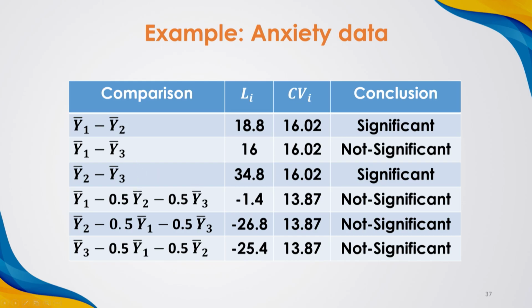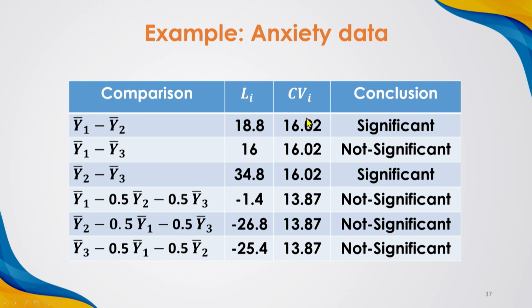So, what are the comparisons we have made? All the comparisons: 1 versus 2, 1 versus 3, 2 versus 3, and 1 versus the average of 2 and 3, 2 versus the average of 1 and 3, 3 versus the average of 1 and 2. These are the corresponding differences we got, and this is the critical value which we have calculated. Now, we are going to compare these values as we did in the previous 2 tests. If this mean difference is more than the critical value, then we are going to reject it, otherwise we are not going to reject it.